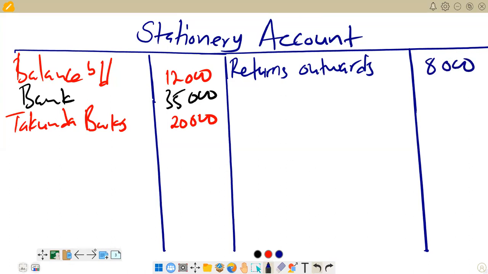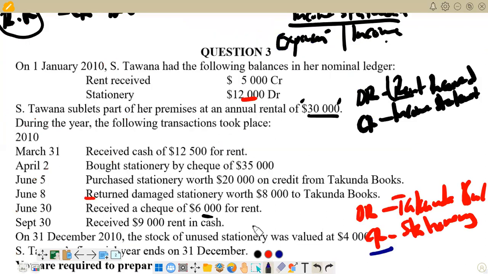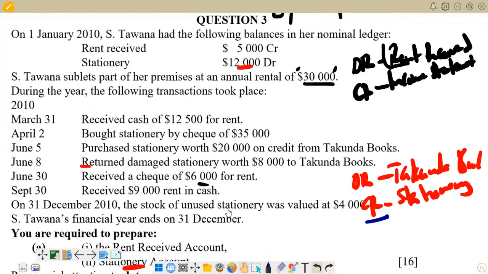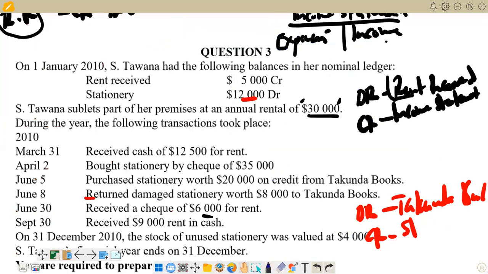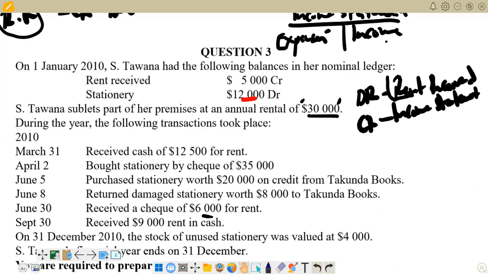Then we go back again to check what we have after that. We've got the returns outwards, this one. Then now we are on received a check. This is rent, and then we've got rent again. So we can go to the last item there. The last statement that we have there is affecting stationery. Let's try to see.